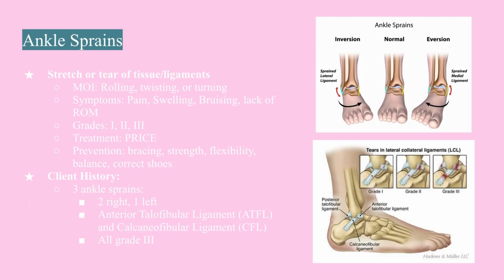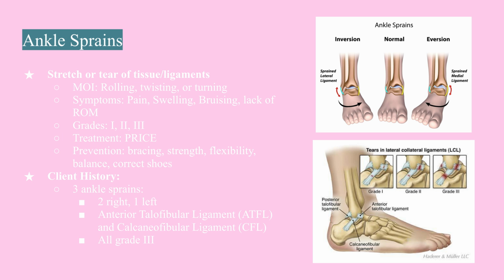Here's a little bit of information about ankle sprains. Ankle sprains are caused from a stretch or tear of tissue/ligament in the ankle. This usually comes from twisting, rolling, or turning of the ankle. Symptoms include pain, swelling, bruising, and lack of range of motion, and that especially determines whether it's a grade 1, 2, or 3. Treatment also varies depending on the grade, and is commonly known as PRICE, or protection, rest, ice, compression, and elevation.